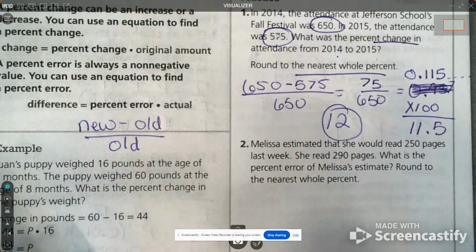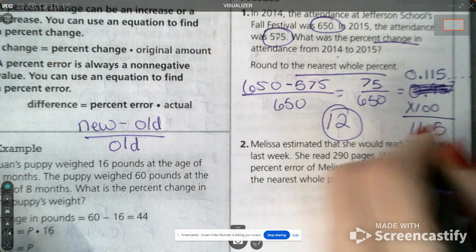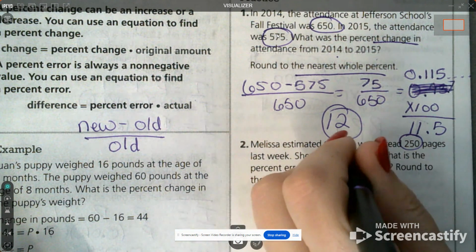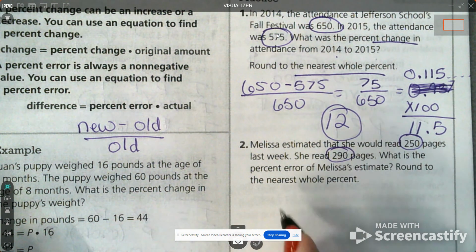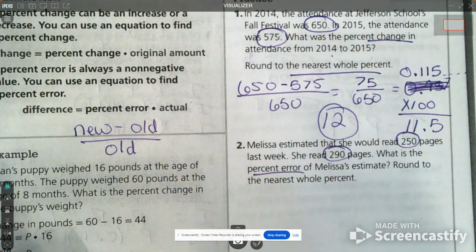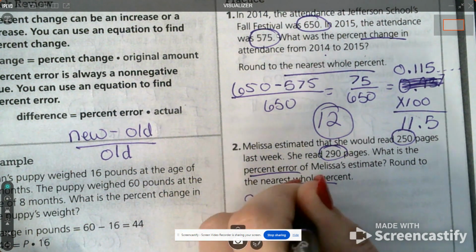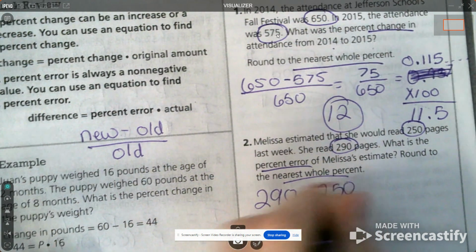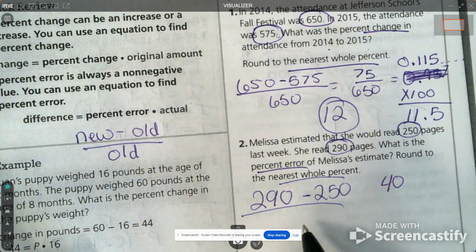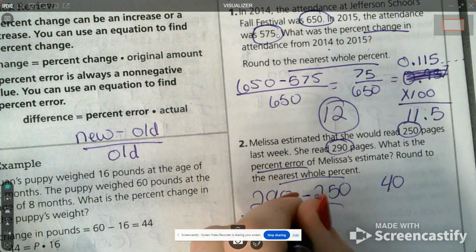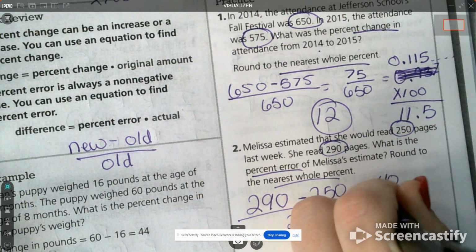Number 2, it says Melissa estimated that she would read 250 pages, and she actually read 290 pages. What is the percent error on Melissa's estimate, and round it to the nearest whole? So we're going to do the same thing. So 290 minus 250, which would be 40. And then what actually happened? How many pages did she actually read, Oakley? How many pages did she actually read? 290. So that is what you divide by.